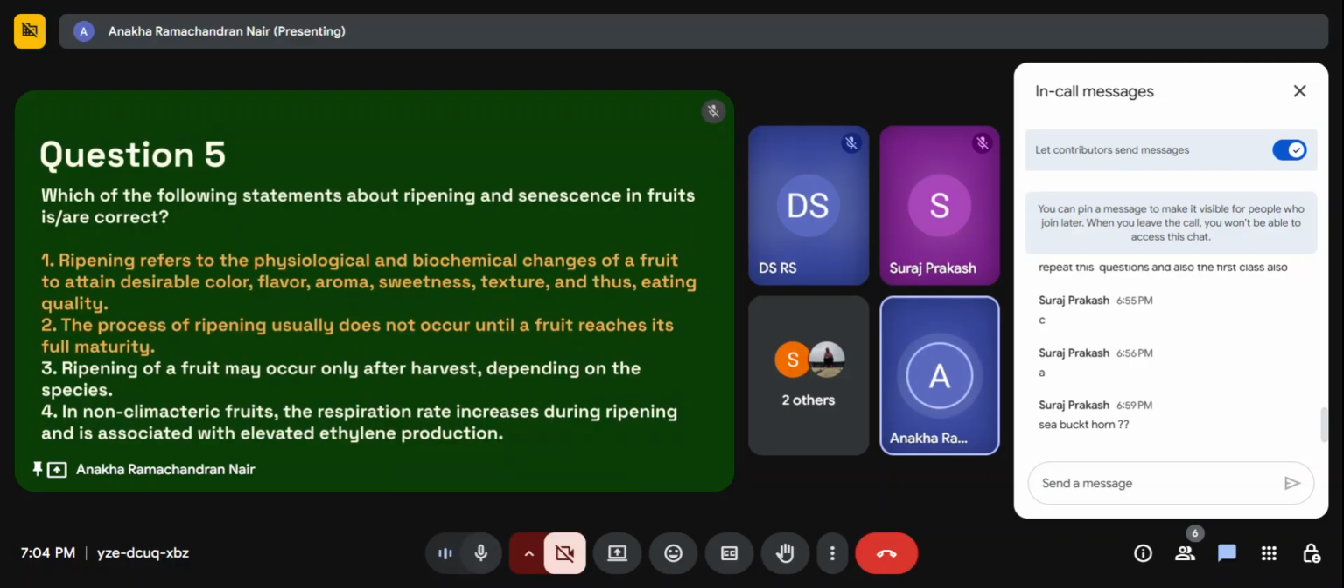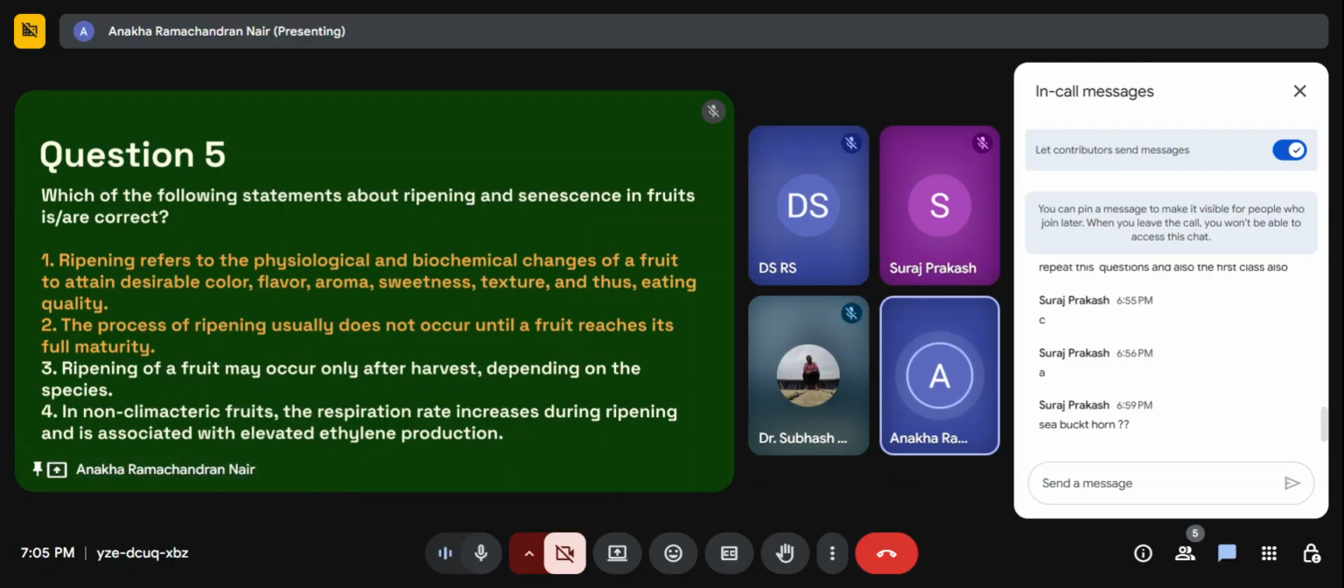Ripening is very obviously a change that comes into a fruit where it attains a desirable color, from green to vibrant colors like red, yellow, etc. Right? A flavor, aroma, you will be able to smell the ripened fruit. Sweetness, because the complex carbohydrates are broken down to individual monomers or dimers, right? And texture, so the softness, etc. So this becomes the fruit that we are able to eat, right?